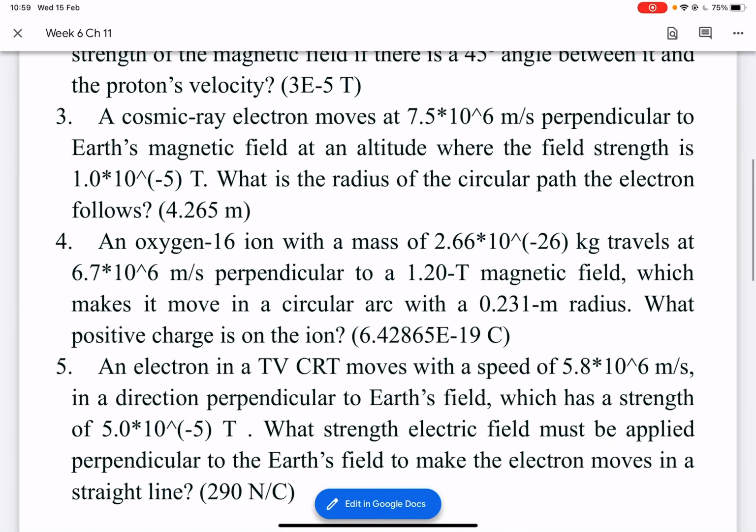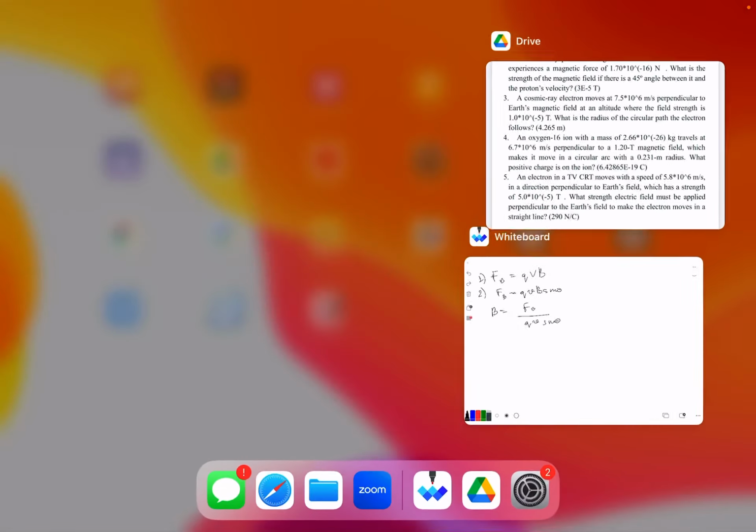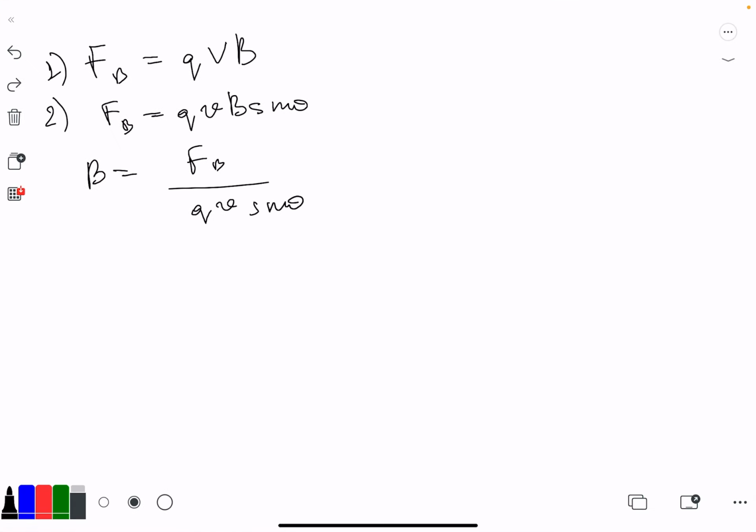Okay, problem number 3. If you read the question, the speed is given, the magnetic field strength is given, what is the radius of the circular path the electron follows. So in the third problem, we are given the speed and the magnetic field, and we have to find R. So we know that the magnetic force will be equal to the centripetal force.